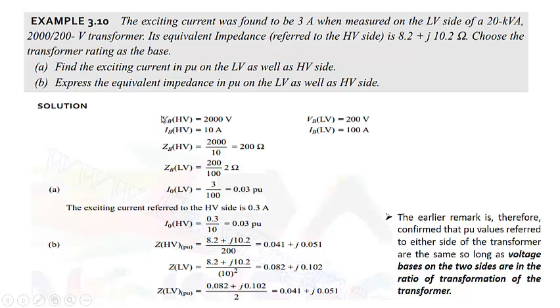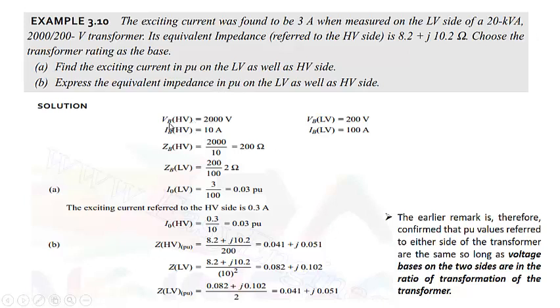So V base on the high voltage side, let's assume, will be 2000, because we'll first fix the values. The kVA base will be 20 kVA, and the voltage base will be 2000 on the high voltage side, and the voltage base on the low voltage side has to be 200 volt. That is what I have just told you, that this base changes from primary to secondary, or low voltage to high voltage. For the high voltage side it will be 2000 V base, and for the low voltage side V base will be 200 volt, and this kVA will be the same throughout the transformer.